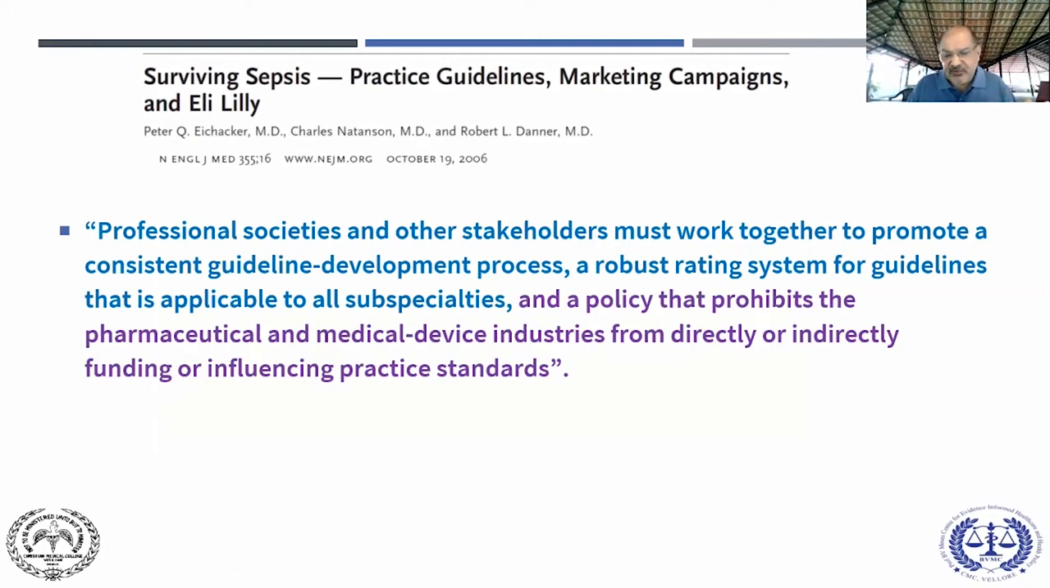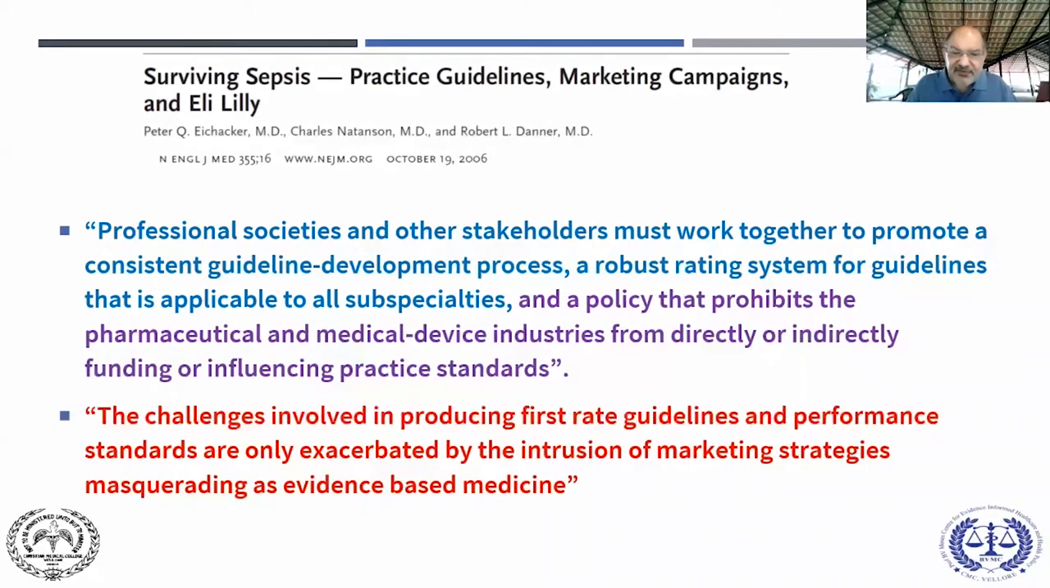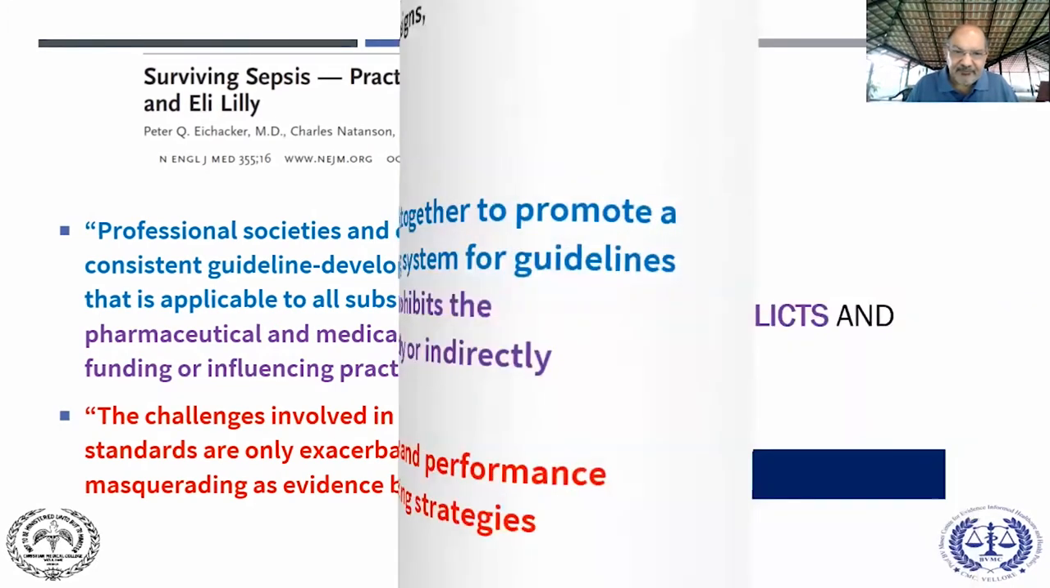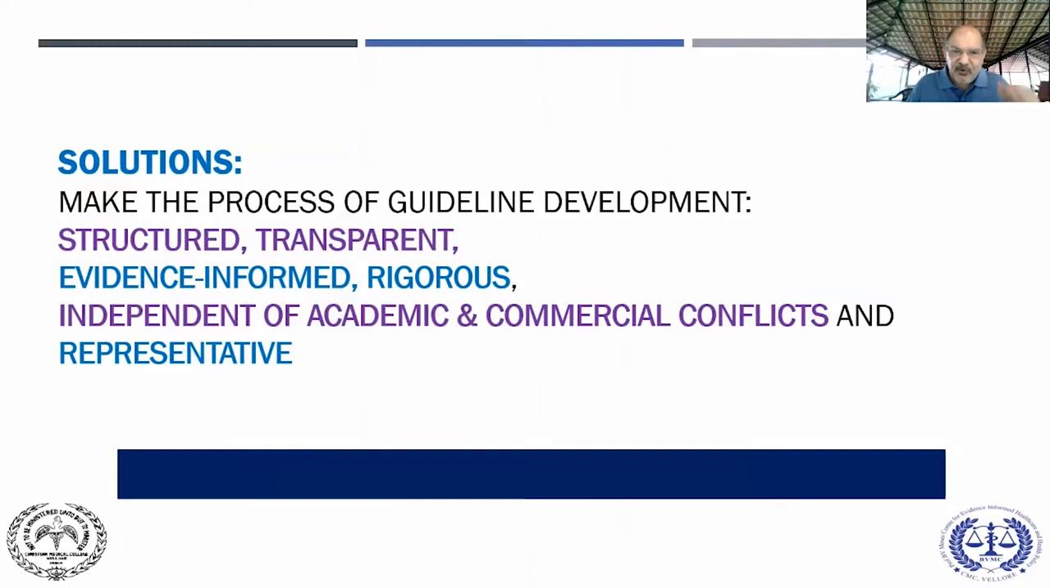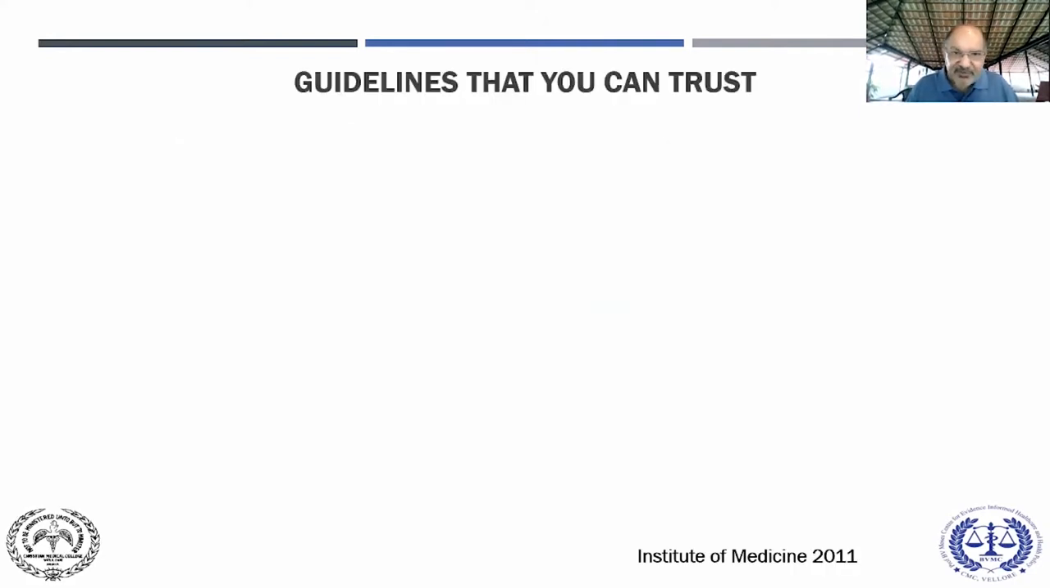And they should have a policy to ensure they can deal with all the conflicts of interest, because very often these academic and commercial conflicts of interest masquerade as evidence-based medicine. So what we need are processes which are structured and transparent, which are evidence-informed and rigorous, and which are independent of academic and commercial conflicts, and are representative of the stakeholders who are going to use these guidelines. This is a process of development.